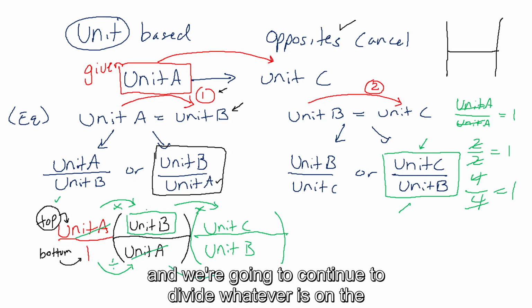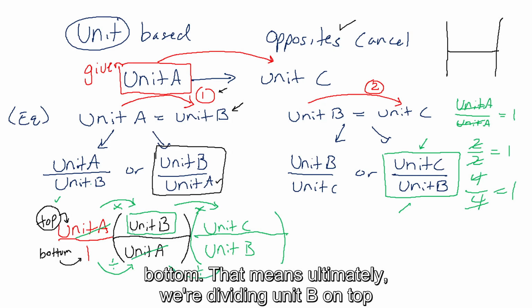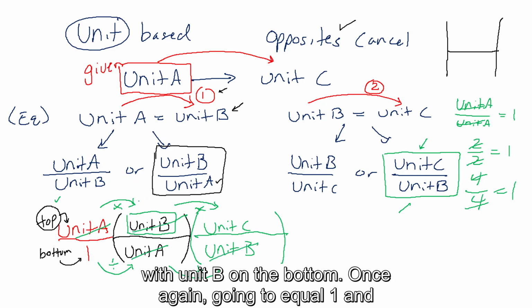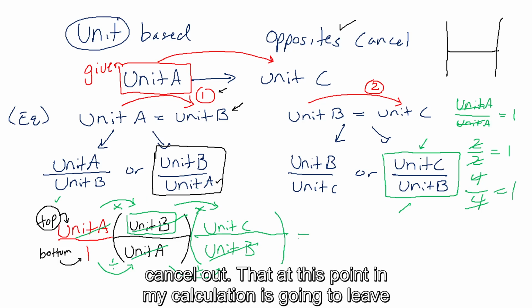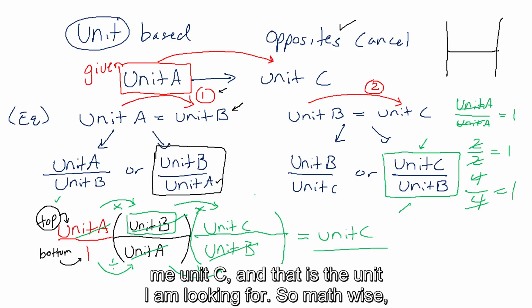And we're going to continue to divide whatever's on the bottom. That means ultimately we're dividing unit B on top with unit B on the bottom. Once again, going to equal 1 and cancel out. That at this point in my calculation is going to leave me unit C. And that is the unit I am looking for.